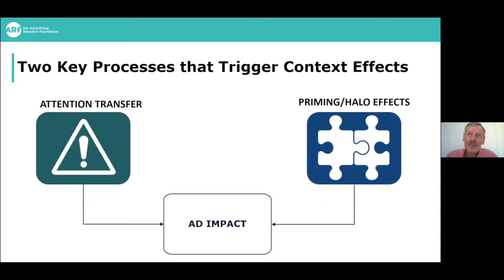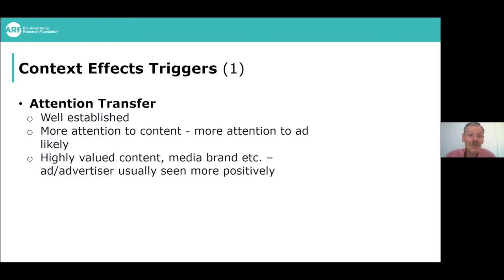So let's discuss how do context effects come about. Now, researchers have discussed many processes that trigger context effects, but I think we can put them into 2 main categories. There's attention transfer and priming and halo effects. So let's take a closer look first at attention transfer. What do we mean by attention transfer?